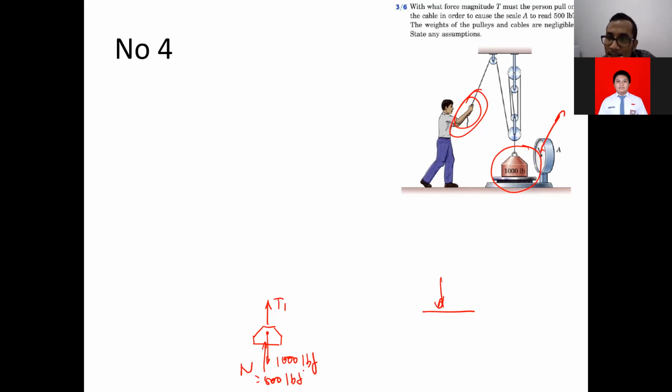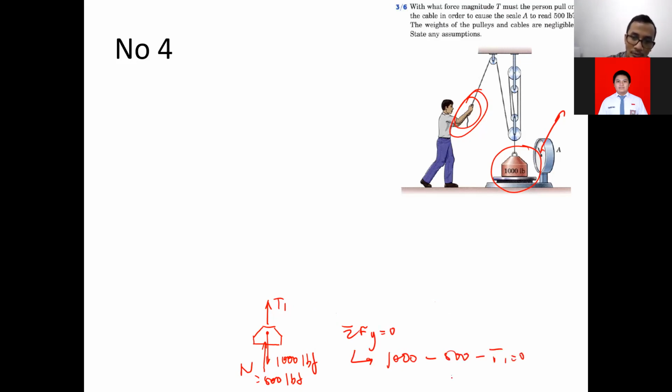From this, can we find out T1, Irsyad? Yes, it's just 500. Just 500, because basically we just need to use sigma Fy equal to 0, right? Correct. Okay, from this what we will get is 1000 minus 500 minus T1 is equal to 0. So T1 will be equal to 500 lbf.